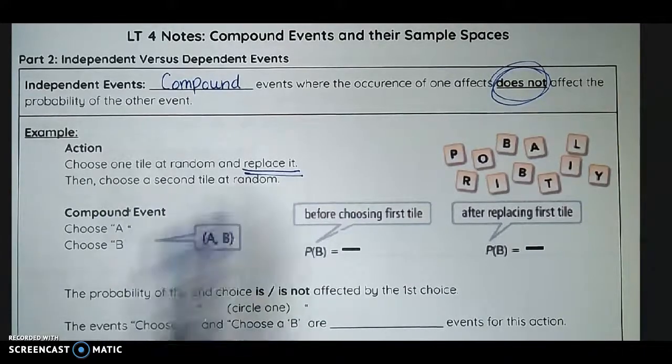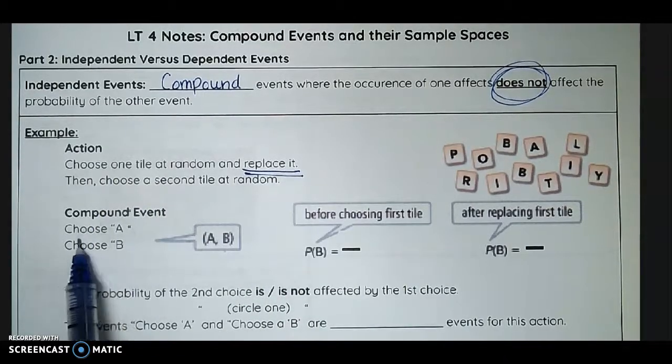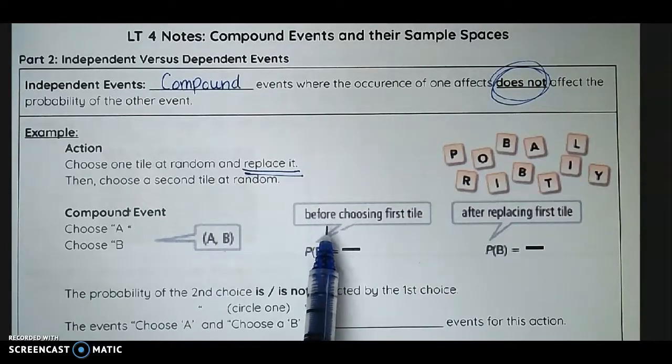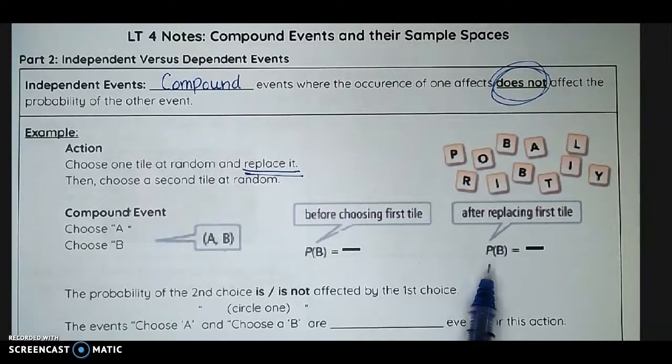Then choose a second tile at random. So the compound event is choose A and then choose B. So the probability of choosing tile B before choosing the first tile should be the same as choosing a B, the event of choosing the letter B, after replacing the first tile. And that's how I can tell that they don't affect each other.